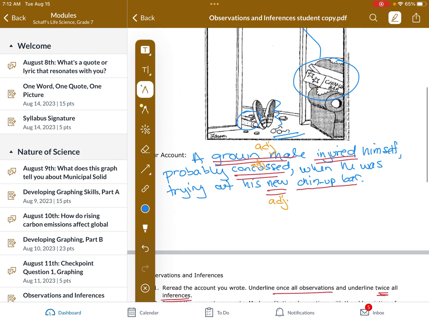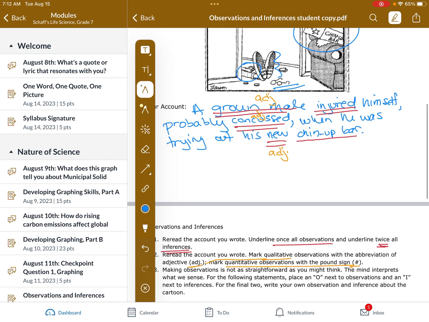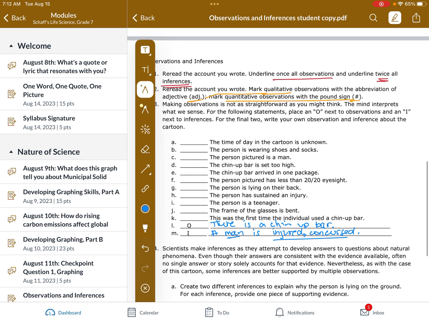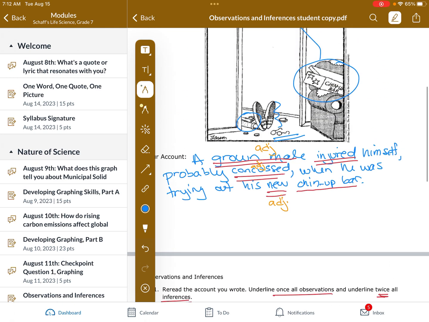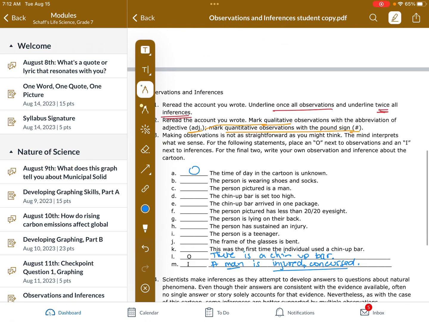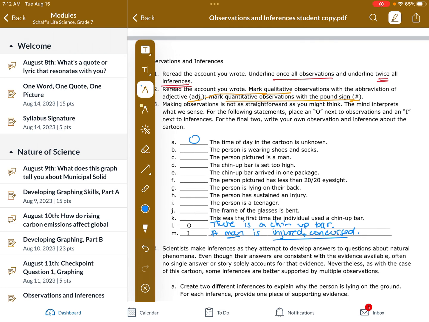So the time of day in the cartoon is unknown. That is an observation, because we can't tell if it's day or night. The person is wearing shoes and socks. That is an observation. The person pictured as a man. That is an inference, as discussed before. The chin-up bar is set for too high. We didn't read those instructions. That's an inference.